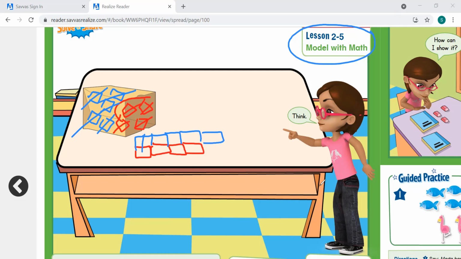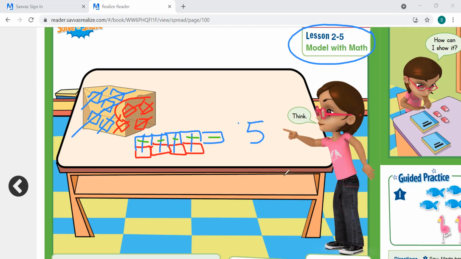1 to 1. I'm going to compare them and put a line. 1 to 1. 1 blue cube, 1 red cube, 1 blue cube, 1 red cube, 1 blue, 1 red, 1 blue, 1 red, and now I have an extra blue. So I have more blue cubes. I can count them also and determine which is more. I'm going to get a different color. 1, 2, 3, 4, 5. So I have 5 blue cubes.